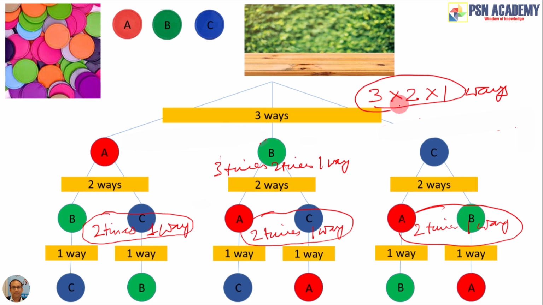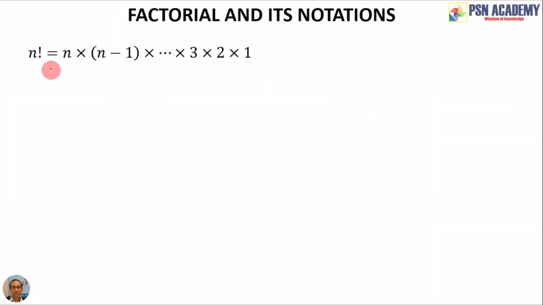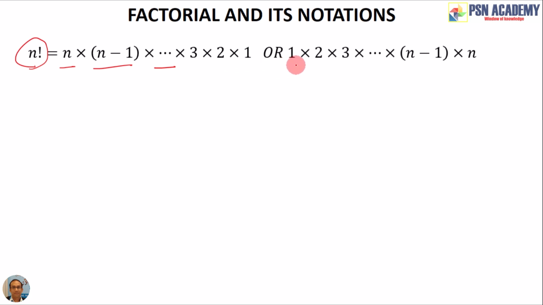This kind of notation of numbers, that is starting from any natural number n and gradually multiplied by the consecutive numbers up to 1, gives birth to the concept of factorial. So we have factorial of n as n times n minus 1 times n minus 2 times, gradually it will go up to 1. Of course, you may have the sequence in the reverse order also. You may start from 1, then 2, then 3, and then n minus 1 and up to n.